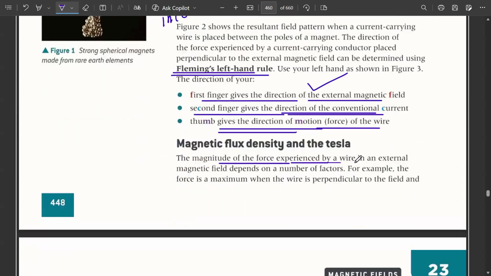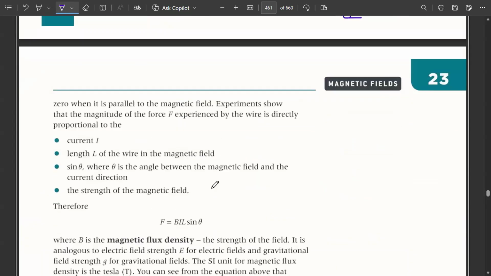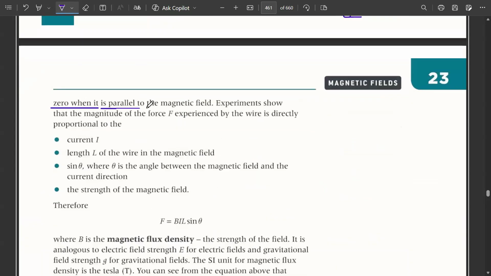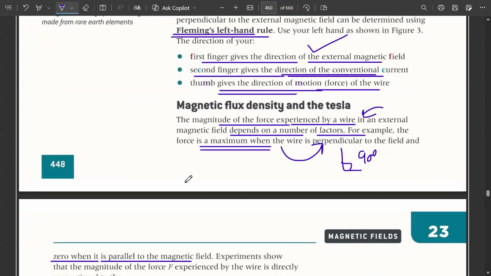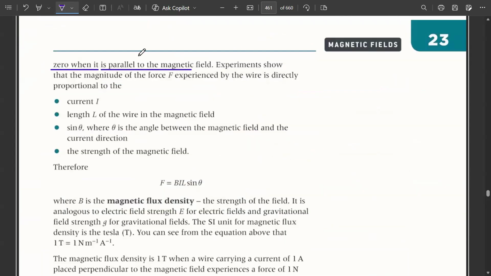The magnitude of the force experienced by the wire in an external magnetic field depends on a number of factors. For example, the force will be maximum when the wire is exactly perpendicular to the field. Perpendicular means exactly 90 degrees with the magnetic field. But it will be zero, when? When will the force be zero? When it is parallel to the magnetic field. Experiments also show that the magnitude of the force experienced by the wire is directly proportional to current, length, angle, and the strength of the magnetic field as well.